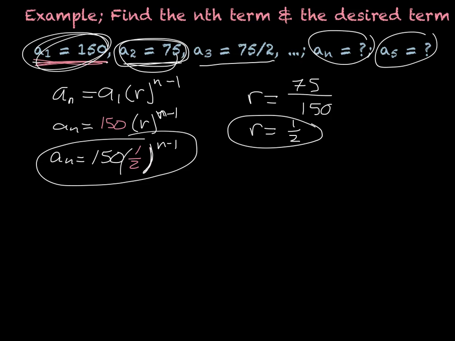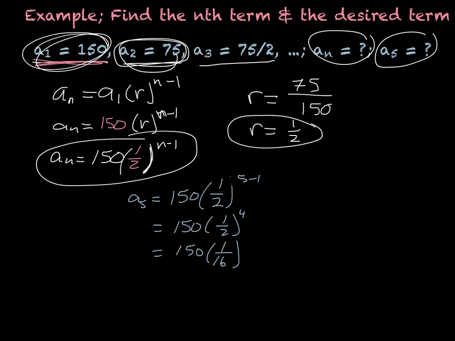And now I need to find my fifth term. So a sub 5 equals 150 times 1/2 to the power of n minus 1. I should put 5 in actually. 5 minus 1. So that's 150 times 1/2 to the power of 4. If I were to work that out, I would have 150 times 1 over 16. And if we were to simplify that answer, we would have a sub 5 equals 75 over 8. And that would be your final answer.